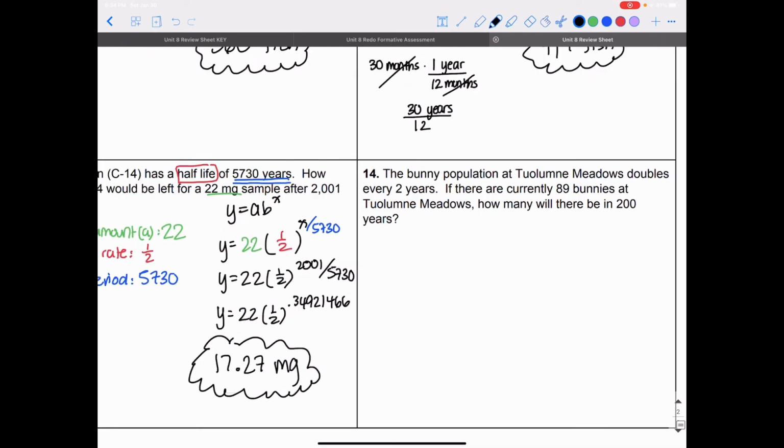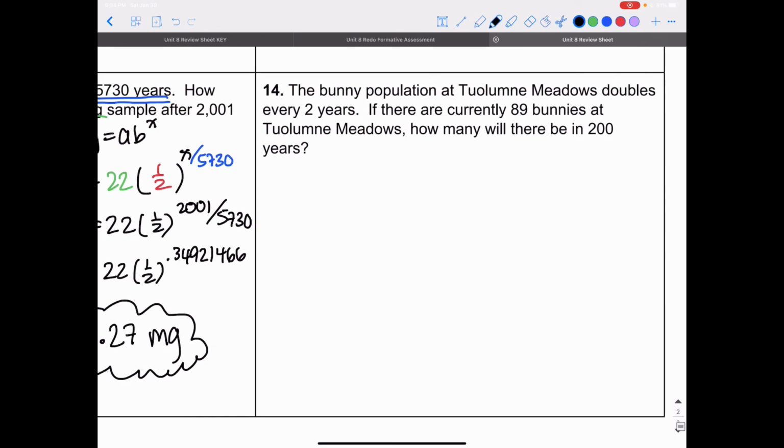All right, and then number 14, I have the bunny population doubles every 2 years. If there are currently 89 bunnies, how many will there be in 200 years? First things first, this is y is equal to a times b to the x power. No word compounded, and this is also increasing. I want to find my initial amount. So the initial amount in this case is 89, and I'm starting with 89 bunnies. The b, it gives me what the growth rate is by saying doubles. That means b is 2.